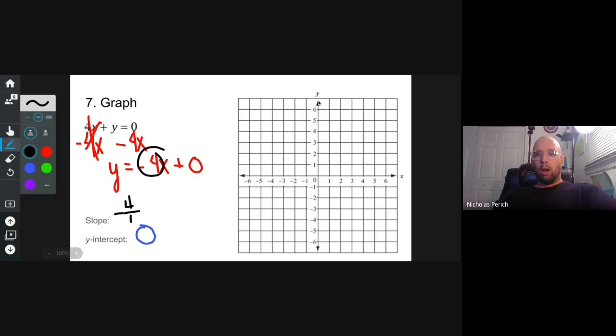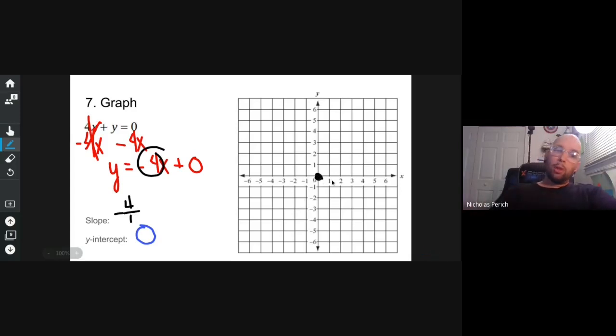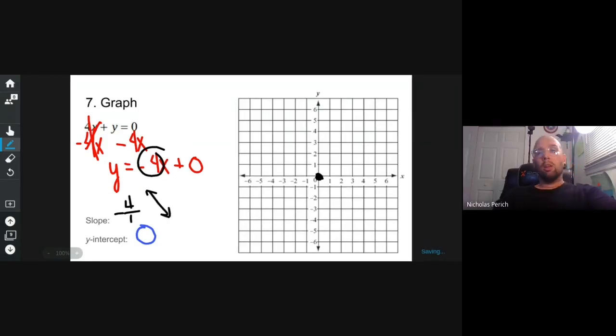So let's start out by putting our y-intercept on the graph, where the graph should be. So let me see. 0, put a dot. Uh-oh, I wanted that to be blue, but it's all right. My slope is negative 4 over 1, which means I go up and to the left. So let me quickly draw that out. Up and to the left. So it looks like this.